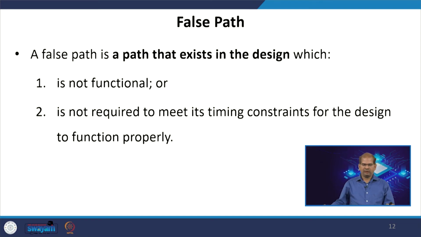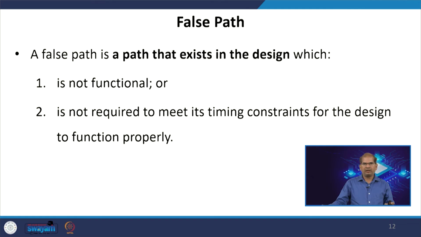So, there is another path called false path. We discussed about the critical path, short path, now I have a false path. The false path is basically a path that exists in a design which is not functional at any point of time. But if you do not consider that path, it may show up as a critical path, and it will give you an idea that this false path is your critical path. However, that path will never be activated at any point of time.